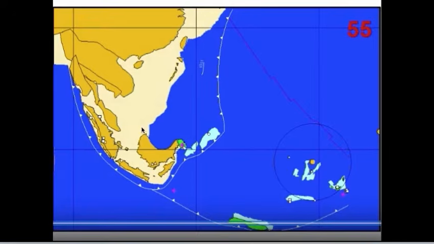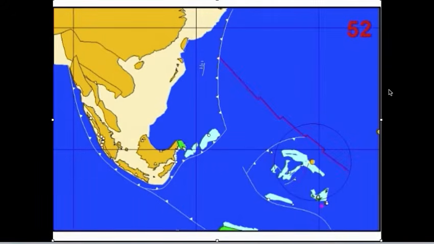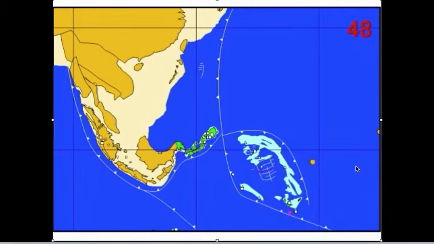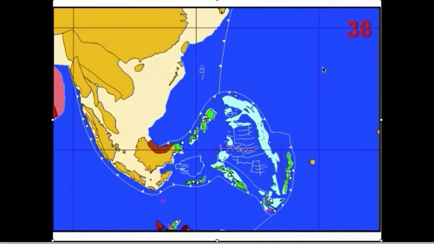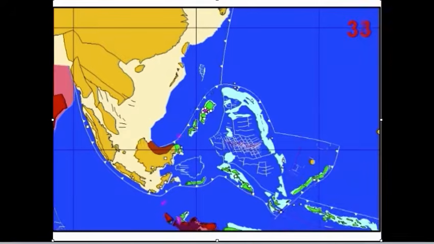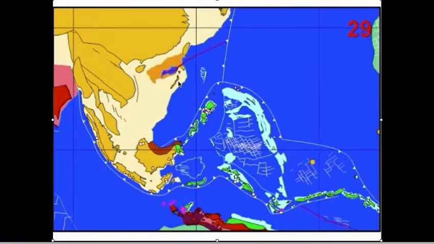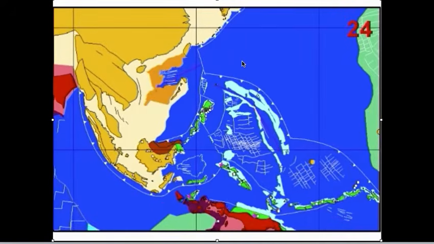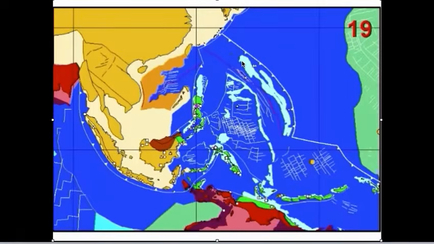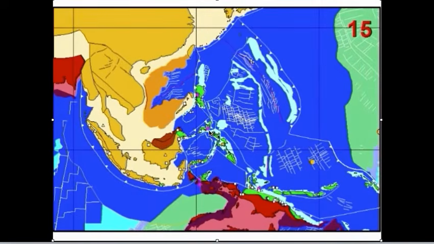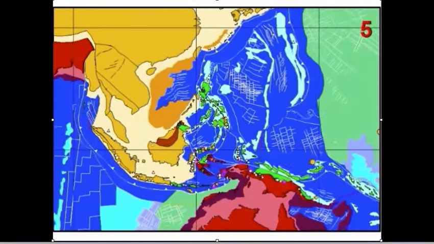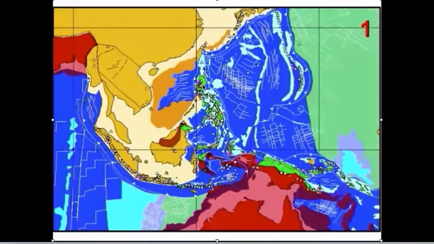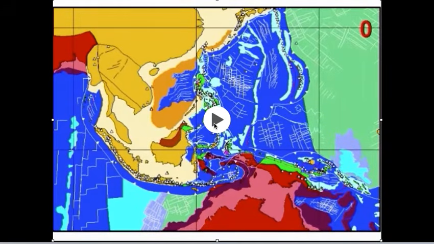So let's look at this animation over here. Okay, over 55 million years, the interaction between this here, the Philippine Sea plate, this here, the Pacific plate, and then the Eurasian plate. Okay, look at the movement of all of these plates, giving rise to the Philippine archipelago. Okay, convergent boundaries creating islands, and bigger and taller and higher islands.